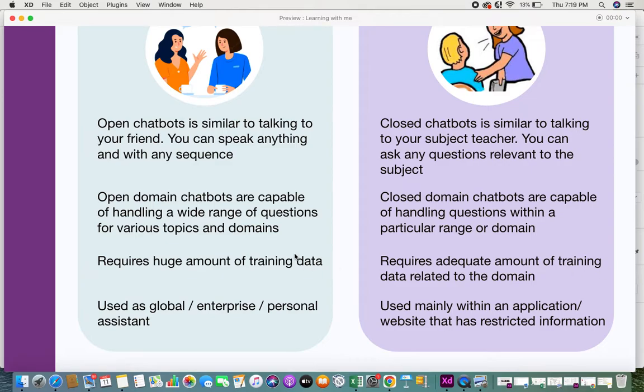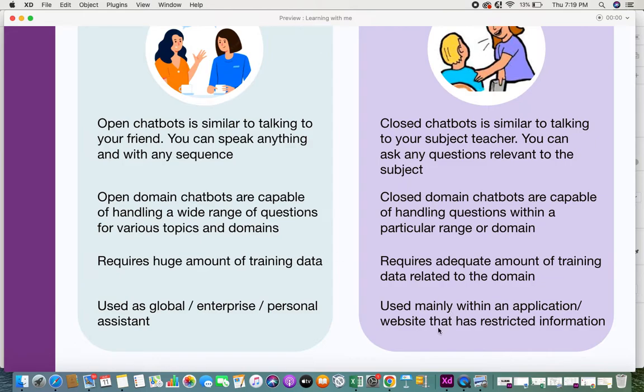Open domain bots can be used when facing customers or users of a global range, from different areas and different domains, each coming with different areas of expertise. In a situation like this, open domain chatbots would be helpful. Personal assistants are examples of open domain chatbots: you can ask any question and it has some answer for it.